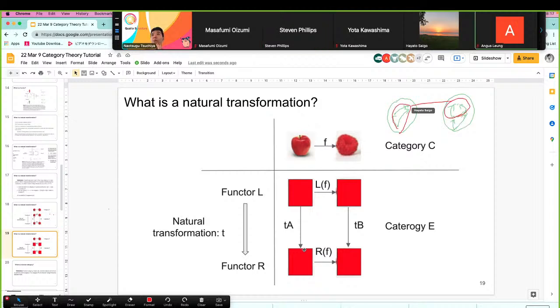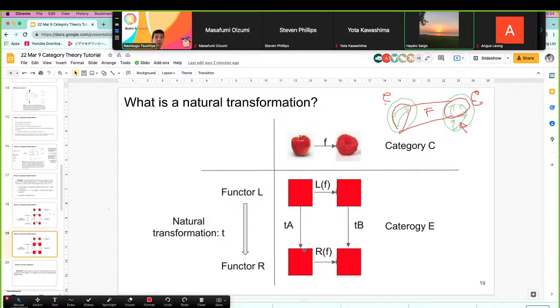Okay. So what Steve said is that there is a possibility that the functor from C to E should map every arrow in C to some arrow in E. But maybe there is some arrow in E which is not mapped from C, like the definition of functions between sets.